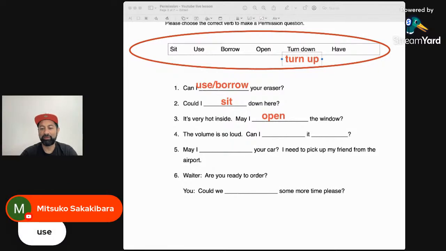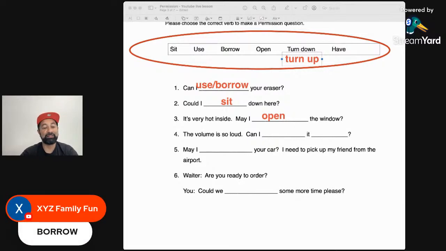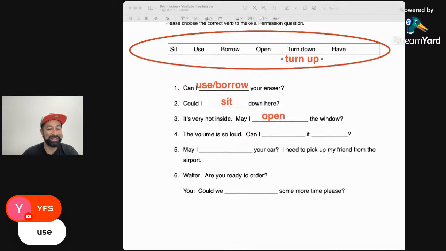All right, so we've got Mitsuko, may I use your car? Perfect. Z and N, may I use your car? Welcome. All right, XYZ family, you had may I borrow your car? This is also correct. YFS, may I use your car? So number 1 and number 5, you can use them interchangeably. So you can use or borrow. Both of these are correct: may I use your car, may I borrow your car.